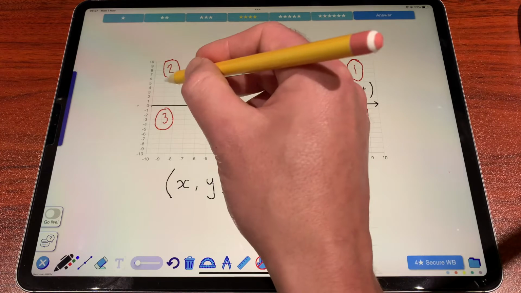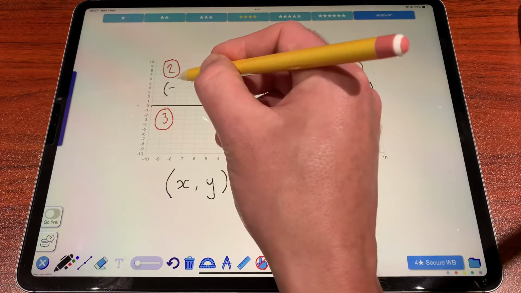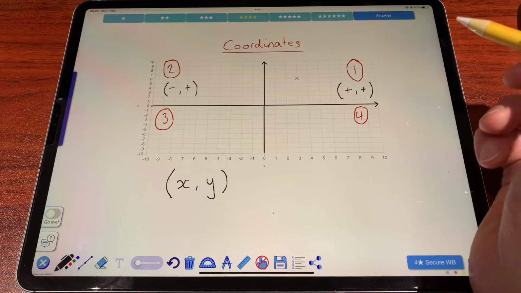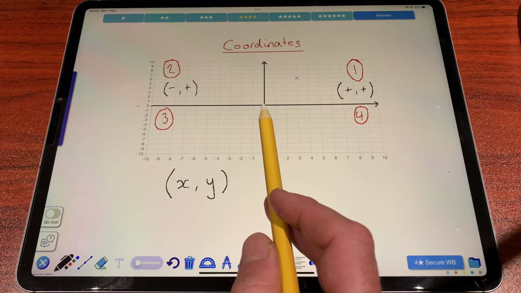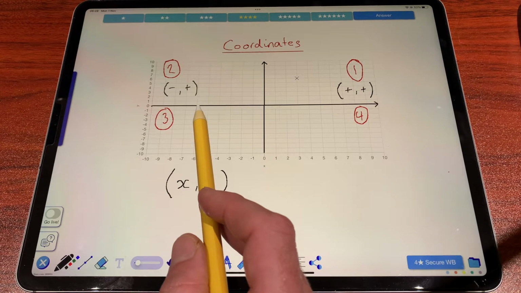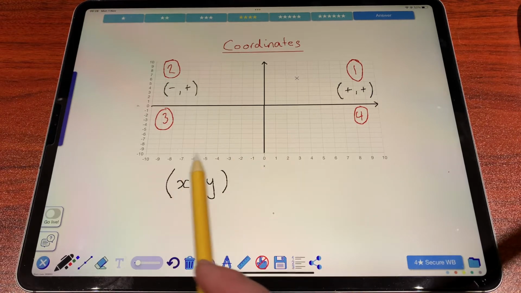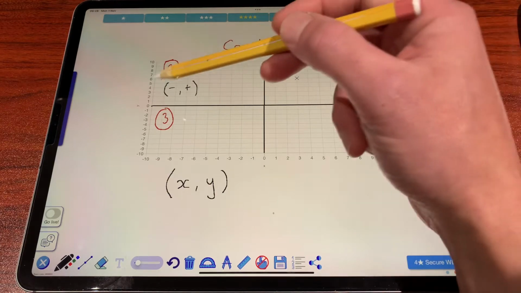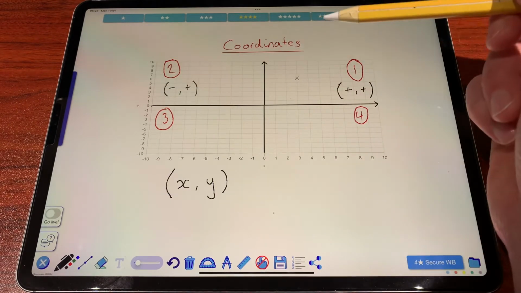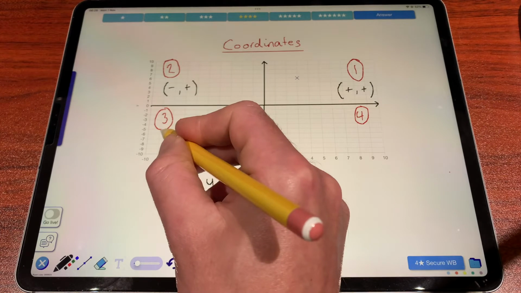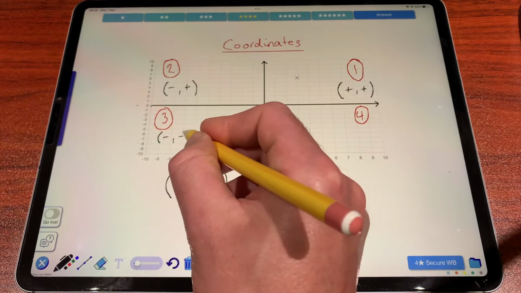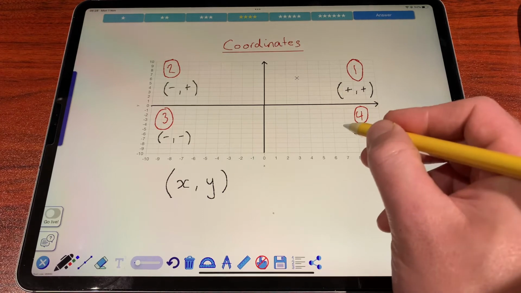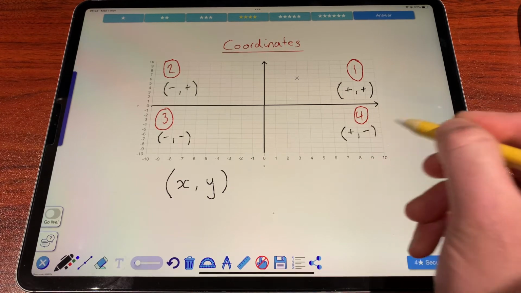But in the second quadrant, my x-axis value will be negative and my y value will be positive, simply because any point that lies to the left of the y-axis will have a negative x-axis value, but because it lies above the x-axis, it will have a positive y value. In the third quadrant, both the x-axis and the y-axis value will be negative, but in the fourth quadrant, it will be positive and negative.